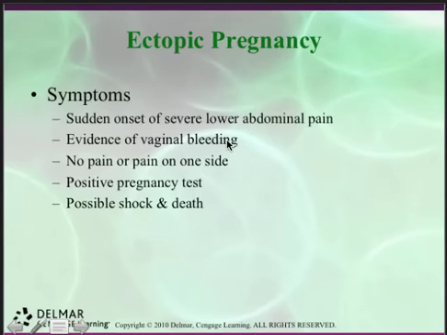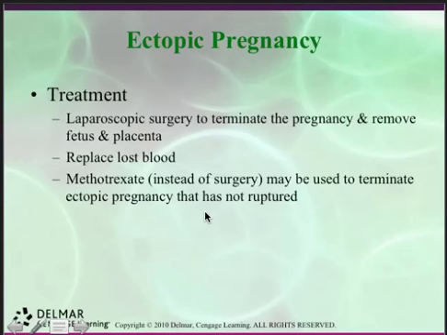Symptoms include sudden onset of severe lower abdominal pain, evidence of vaginal bleeding, no pain or pain on one side, a positive pregnancy test, and possible shock and death. Further treatments include laparoscopic surgery to terminate the pregnancy and remove the fetus and placenta, the replacement of lost blood, and methotrexate to terminate the ectopic pregnancy that has yet to rupture. And basically, what the methotrexate does is interfere with DNA replication and basically destroy the developing embryo.